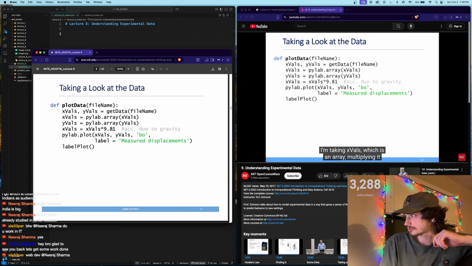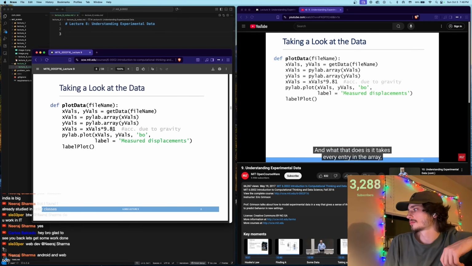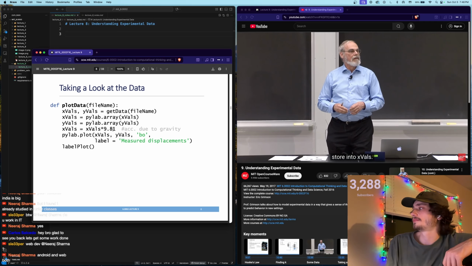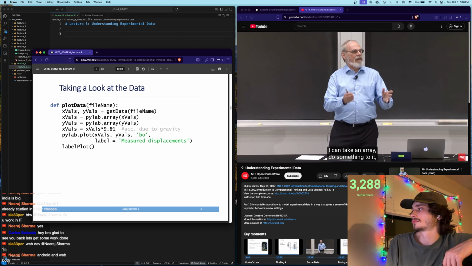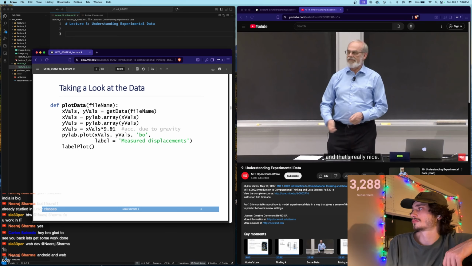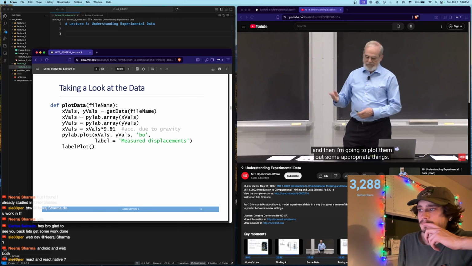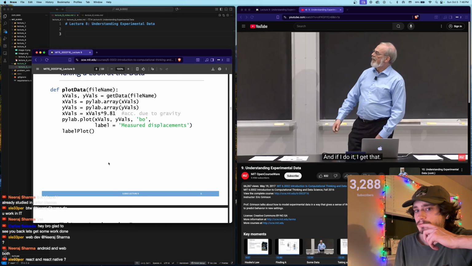I'm taking x vals, which is an array, multiplying it by a number. And what that does is it takes every entry in the array, multiplies that entry, and puts it into basically a new version of the array, which I then store into x vals. If you've programmed in MATLAB, this is the same kind of feeling, right? I can take an array, do something to it, and that's really nice. So I'm going to scale all of my values, and then I'm going to plot them out, some appropriate things. Okay. And if I do it, I get that.